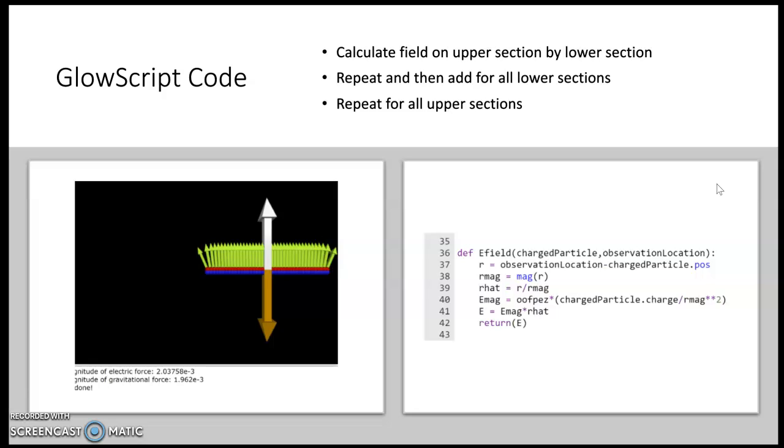The process for this model was to calculate the field exerted by a very small section of the lower tape acting on a small section of the upper tape. Then this was repeated, and the fields were added together so that you had the total field on each small piece of the upper tape, and then all of those were added together so that you could find the total field acting on the upper piece of tape, and then multiplied by the charges to find the total electric force exerted on the upper tape by the lower tape.